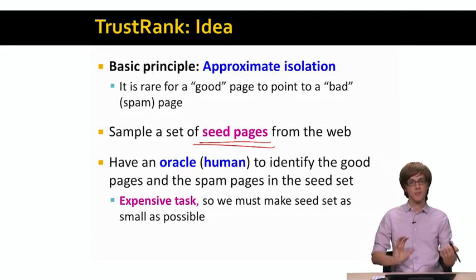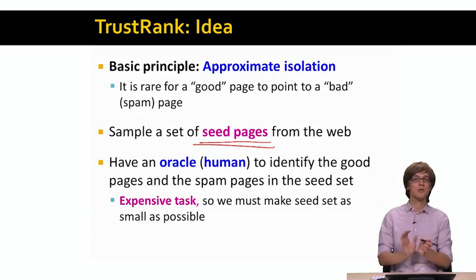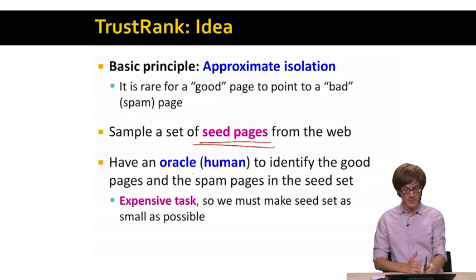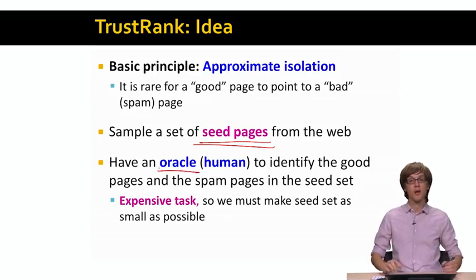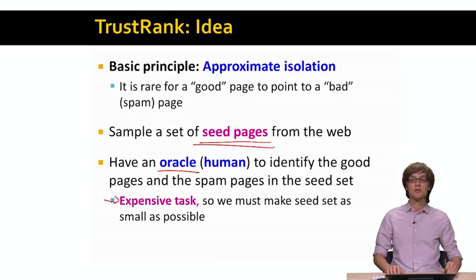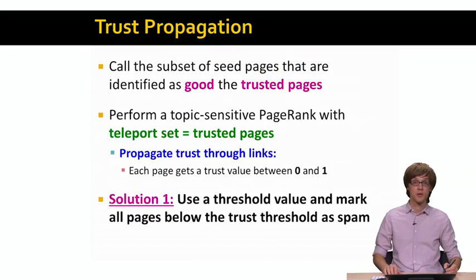Now if some other web page is legitimate, then it will be close to the trusted set of web pages. Of course, what we are depending on here is that we have some oracle, some human, to identify a good, trustworthy set of web pages. And the idea is that web spam pages are not in this set. Of course, this is a very expensive task because a human would have to go through and do these labels. So in some sense, we want to make this set of seed trusted web pages as small as possible.